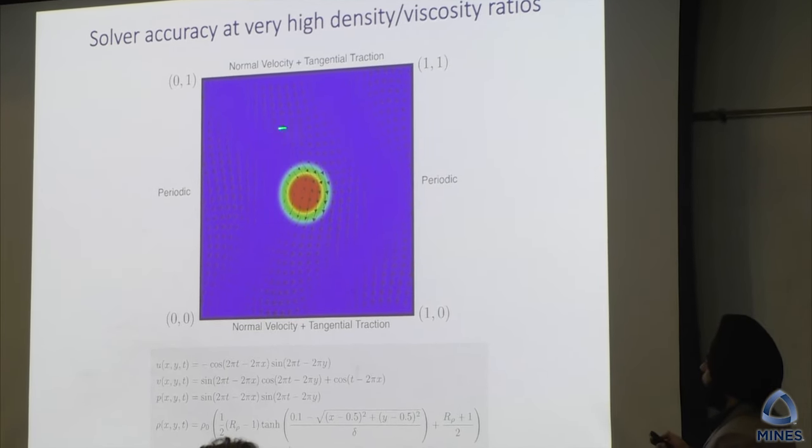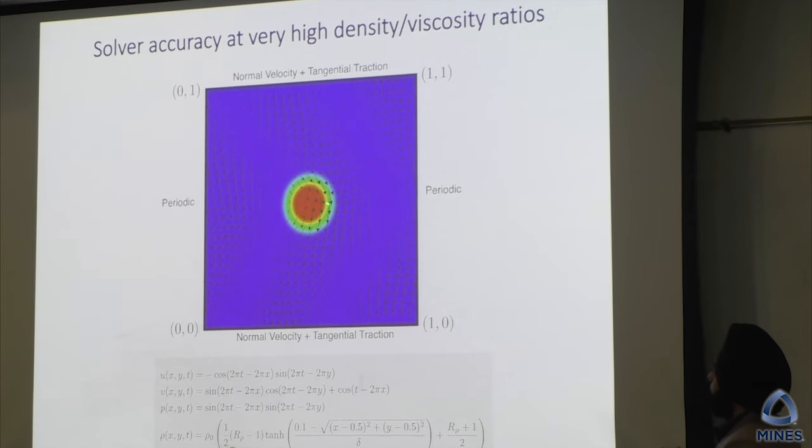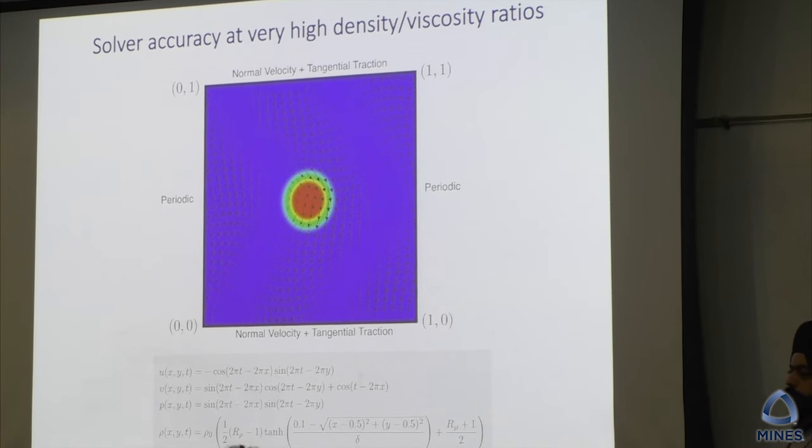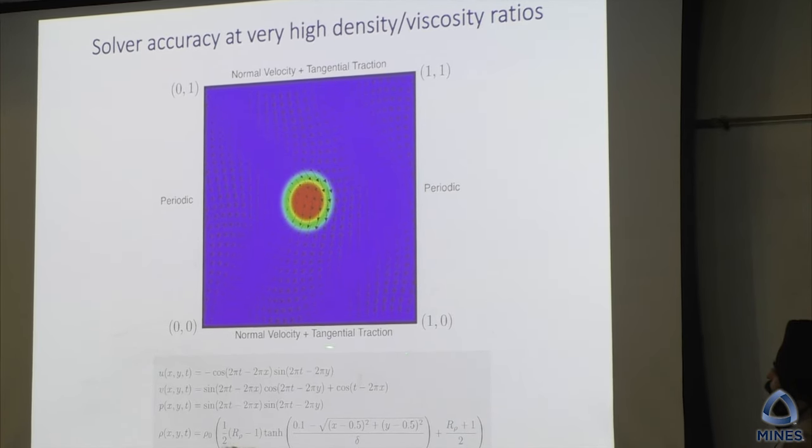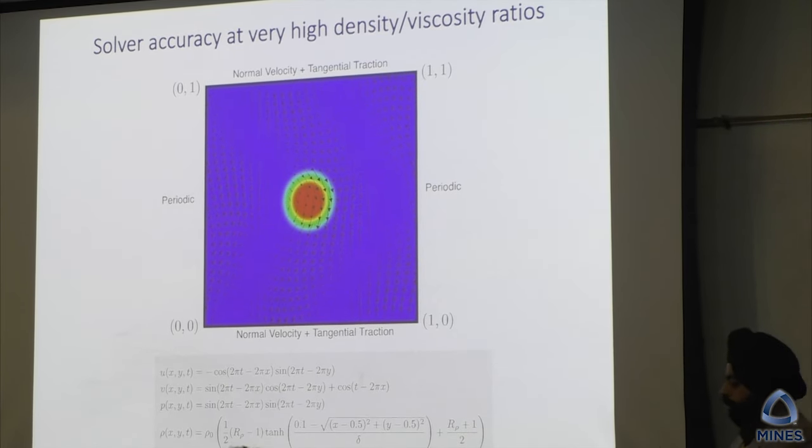We have a two-phase flow in which we have a dense bubble whose density is controlled by a factor called RO, and whose viscosity ratio is controlled by a factor RV. And we have a manufactured solution to test this problem. And we have different boundary conditions. We have periodic boundary condition in the x direction, and we have tangential stress on the y directions.